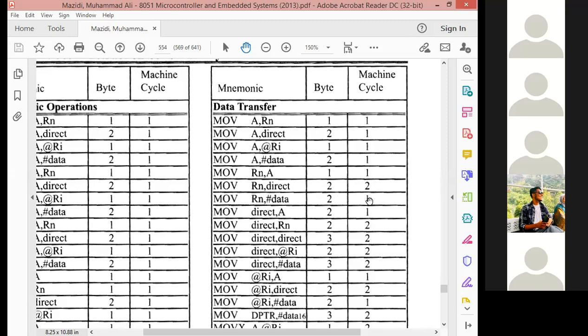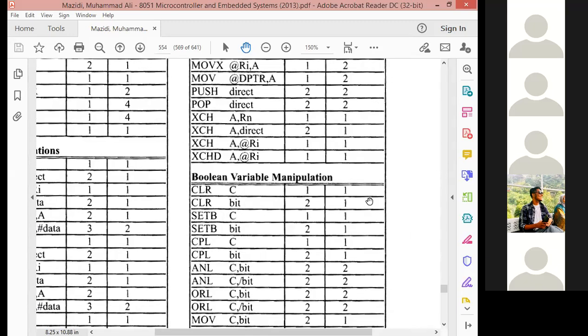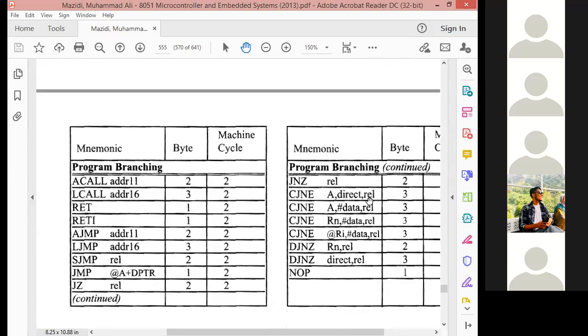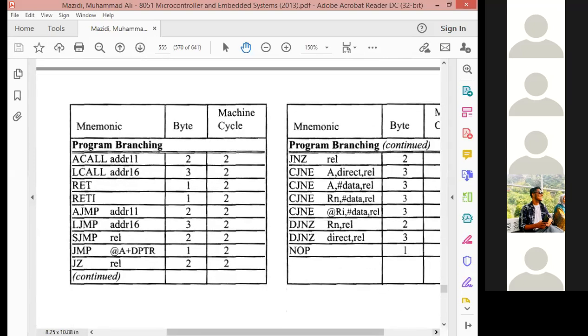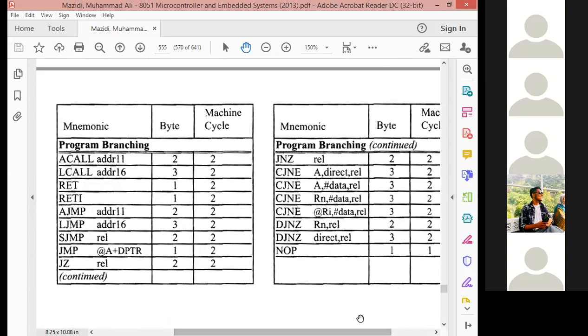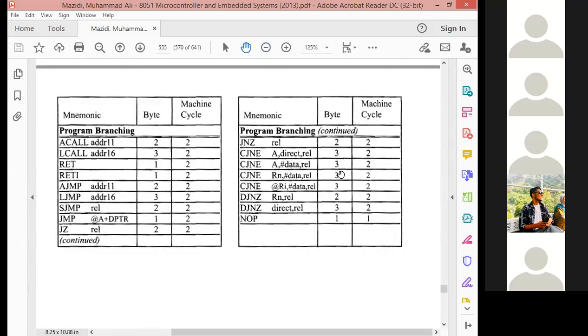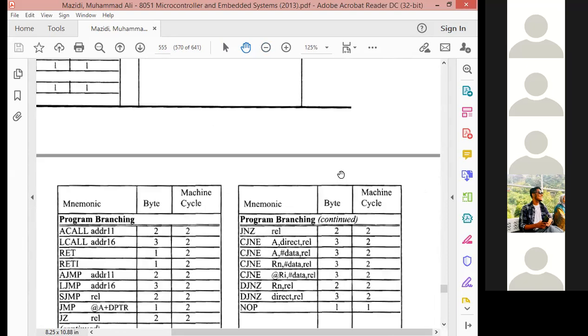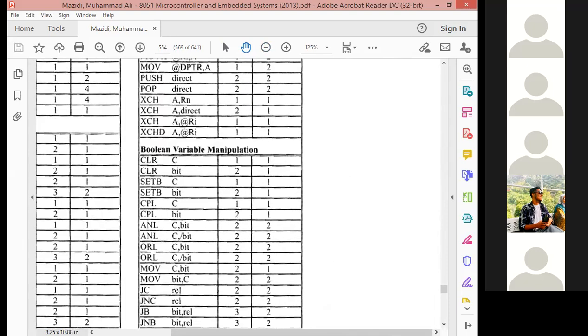The next instruction was DJNZ. Keep scrolling down. Over here you can see DJNZ, then the register, then the label. The machine cycle is 2. So from here I got the machine cycle as 2. The last instruction was return. You can see return, the machine cycle is 2. Now the most obvious question that should come to your mind is, sir, should we memorize this table? The answer is no. You don't have to memorize the table.